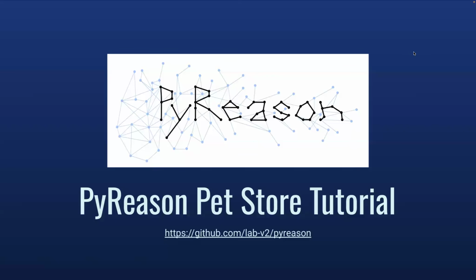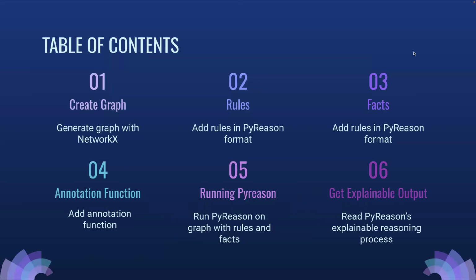Let's get started. So first, a brief overview of what I will be talking about today. Number one, how to create a graph using NetworkX in PyReason. Number two, how to add rules, facts, and annotations in annotation functions in PyReason. Then how to run PyReason. And then finally, how to get and read explainable output from PyReason's explainable reasoning process. So let's get into it.